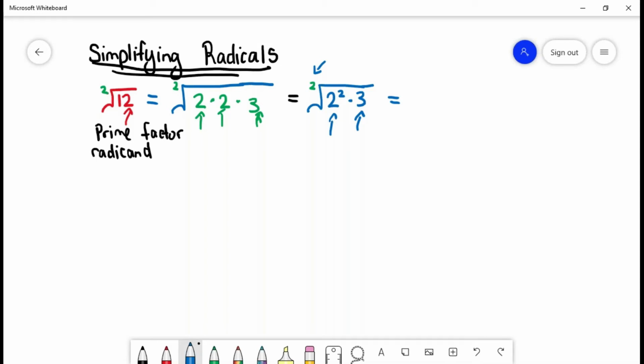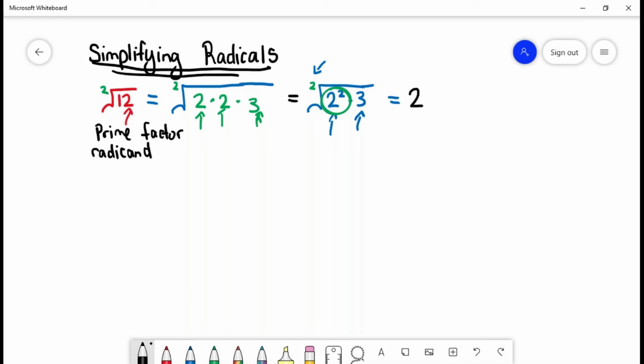So now pay attention to the root index. We have two 2s and one 3. So we have a pair of 2s, a group of 2 numbers. For every group of 2 numbers, there's one of those numbers on the outside of the radical because of the root index of 2. If the root index was 3, for every group of 3 numbers, there'd be one of those numbers on the outside of the radical. And to make things clearer, I'm going to write this out for you guys.